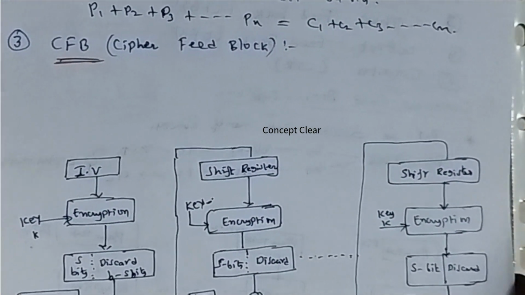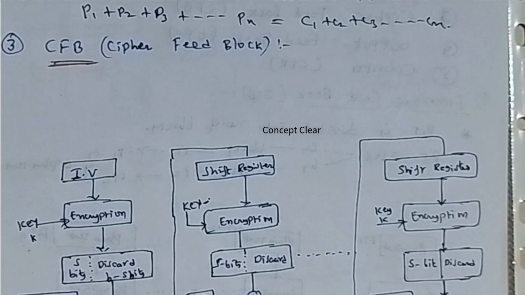The next mode is cipher feedback block. What is cipher feedback block? In cipher feedback block, the entire block cipher is converted into a stream. Okay, it is very fast. No need to add any extra bit padding. It is a real-time application. We'll see what CFB is.